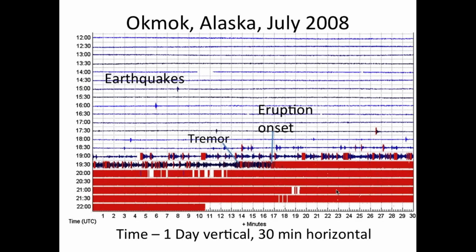The previous two were sort of interpretive diagrams. This one is actually looking at a seismogram. So this is a seismogram for about 1 day. If you look at the time here, it looks like about half a day shown, 12 o'clock at the top, 2200 at the bottom, and each line across is 30 minutes. So each two lines is an hour.